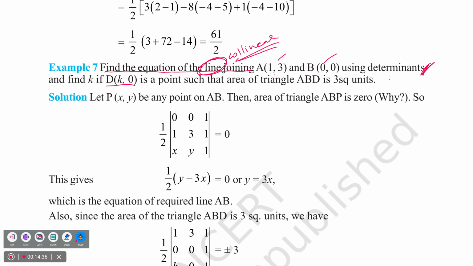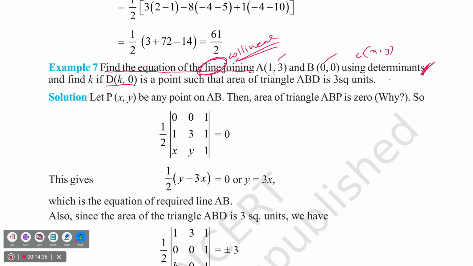What is the definition of collinear? Three or more points lying in a straight line is called collinear. We cannot form collinear with two points. So that third point only we need. So the third point I'm taking as the point C, x comma y.